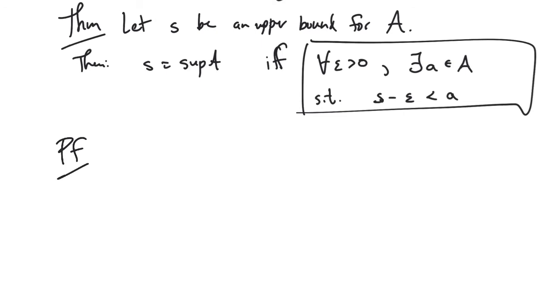So let's do this. This is an if and only if, right? So you've got to do two separate things. Let's do this way around first. We're going to assume S equals the sup of A, right? And what we need to show is all of that stuff on the right-hand side.